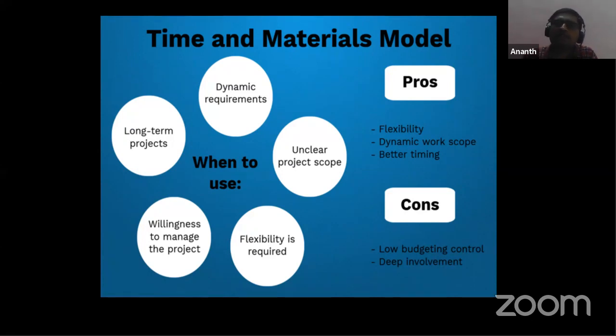So those are the advantages and disadvantages also. The advantage is the flexibility. You have it because you have time and money. You have a dynamic work scope, also because you can change things in between. Better timing. You can say, okay, fine, it need not be on October 1st. You can take some more time and build me a good wall with electric fencing. So you can choose your time.